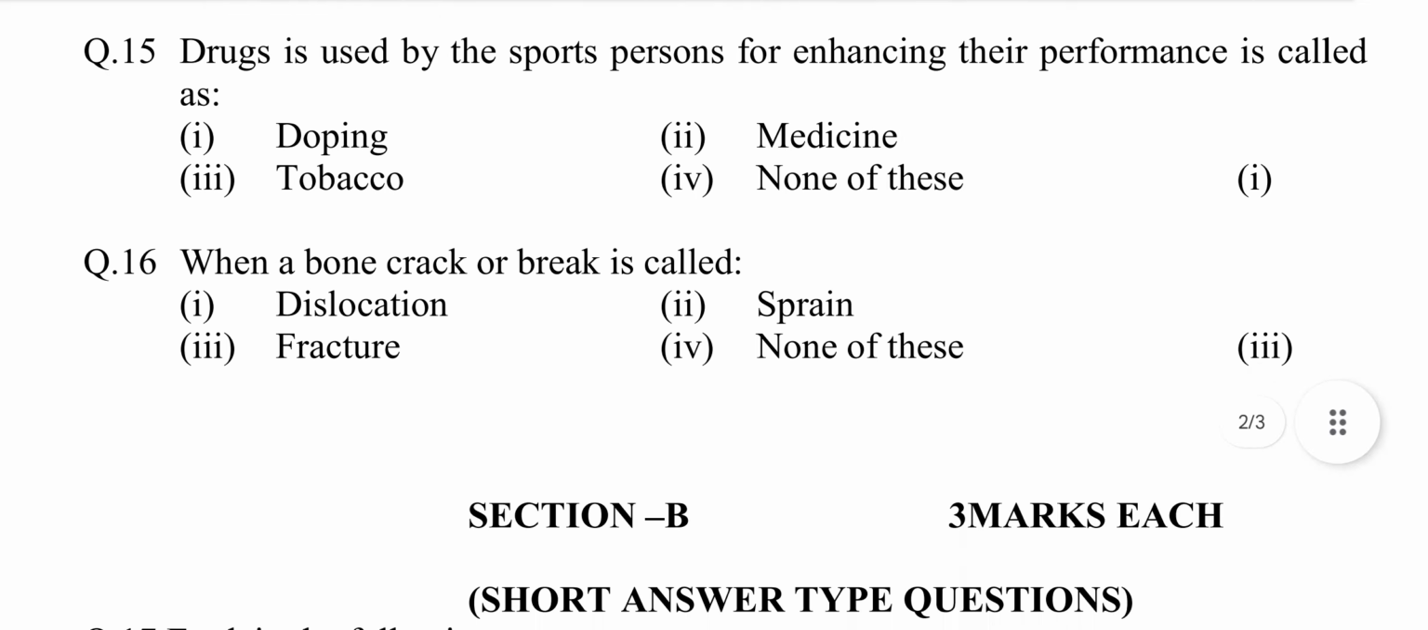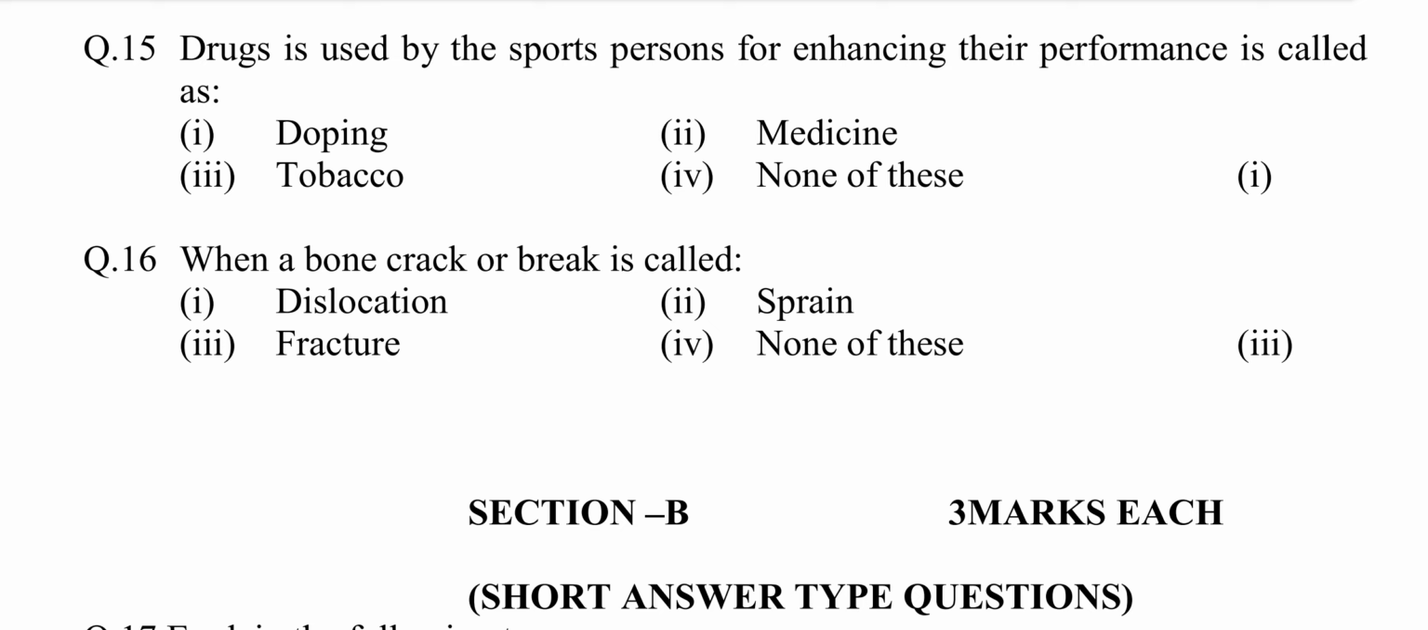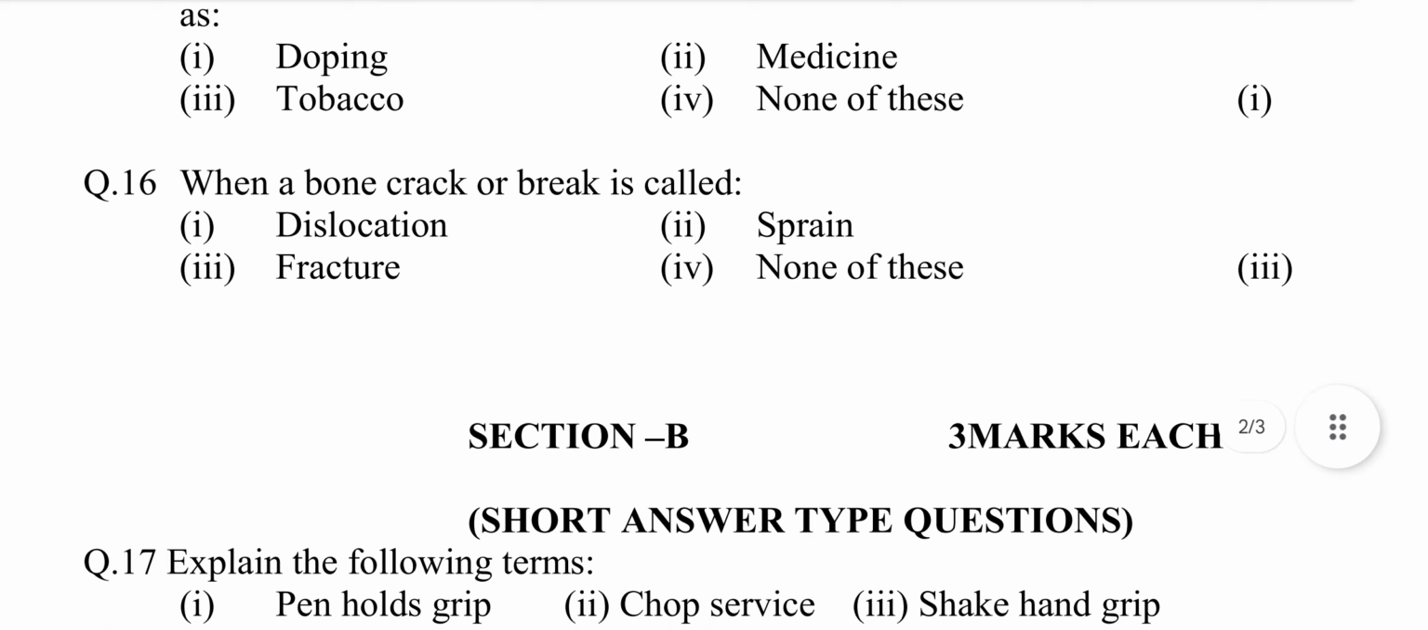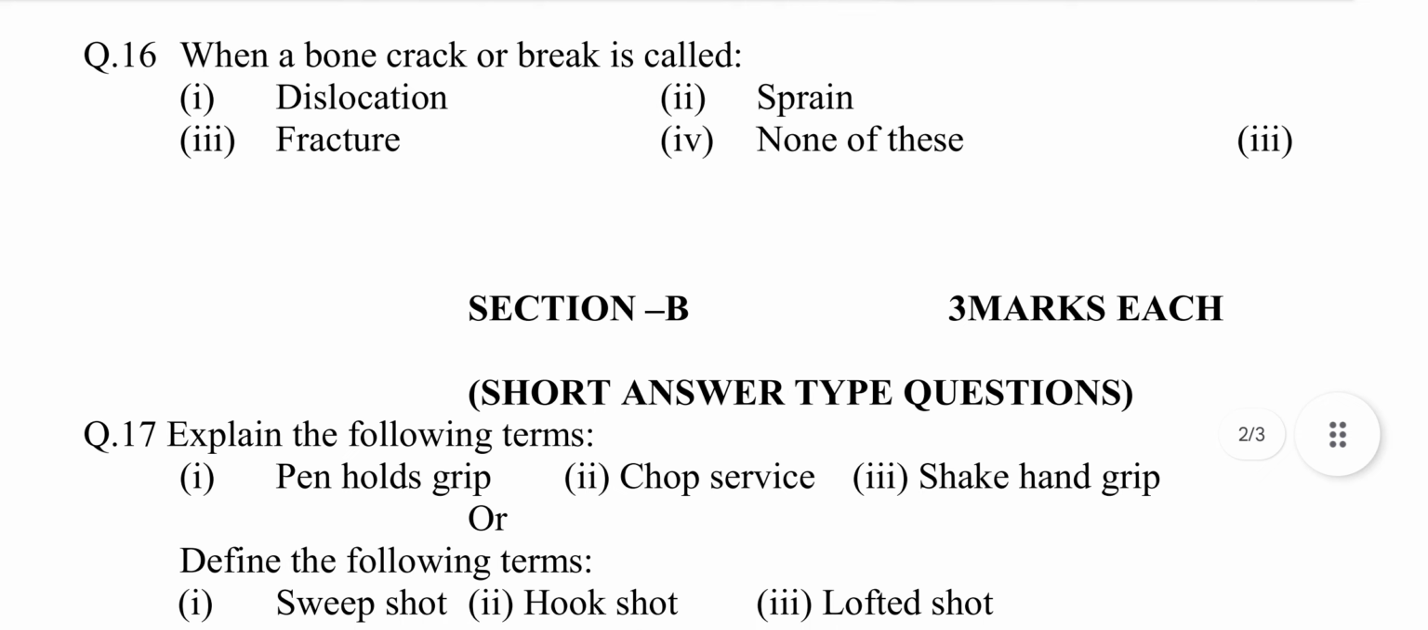Question number 15. Drugs used by sports persons for enhancing their performance is called: option first doping, second medicine, third tobacco, fourth none of these. Answer is option first, doping. Question number 16. When a bone cracks or breaks, it is called: option first dislocation, second sprain, third fracture, fourth none of these. Answer is option third, fracture.